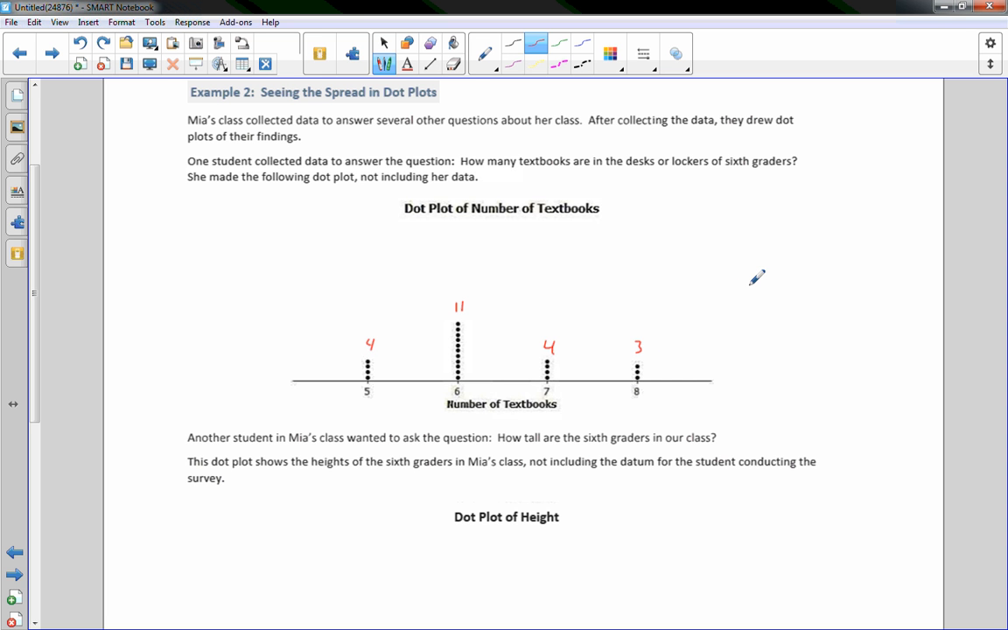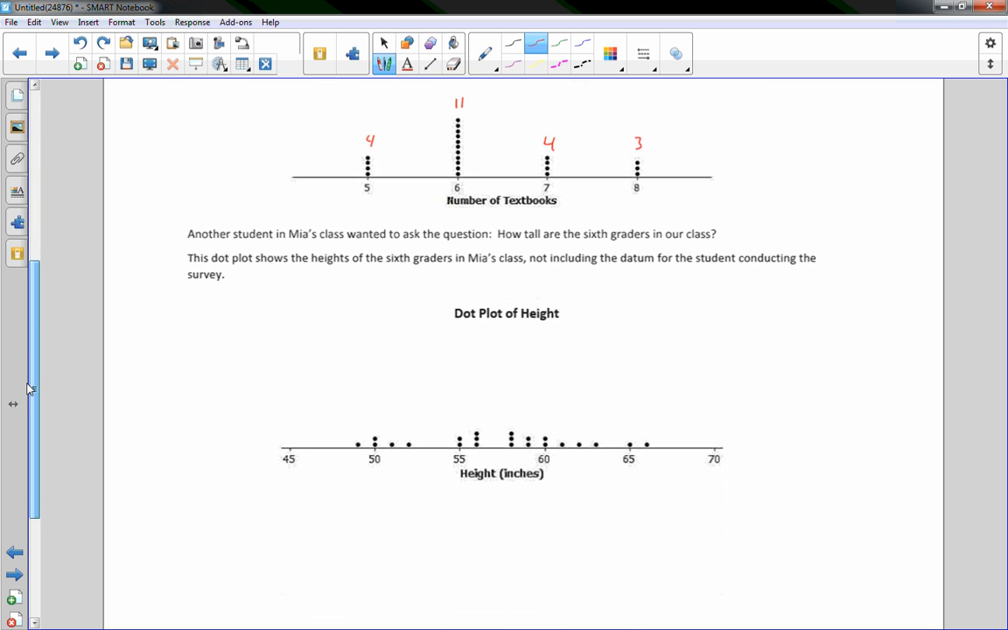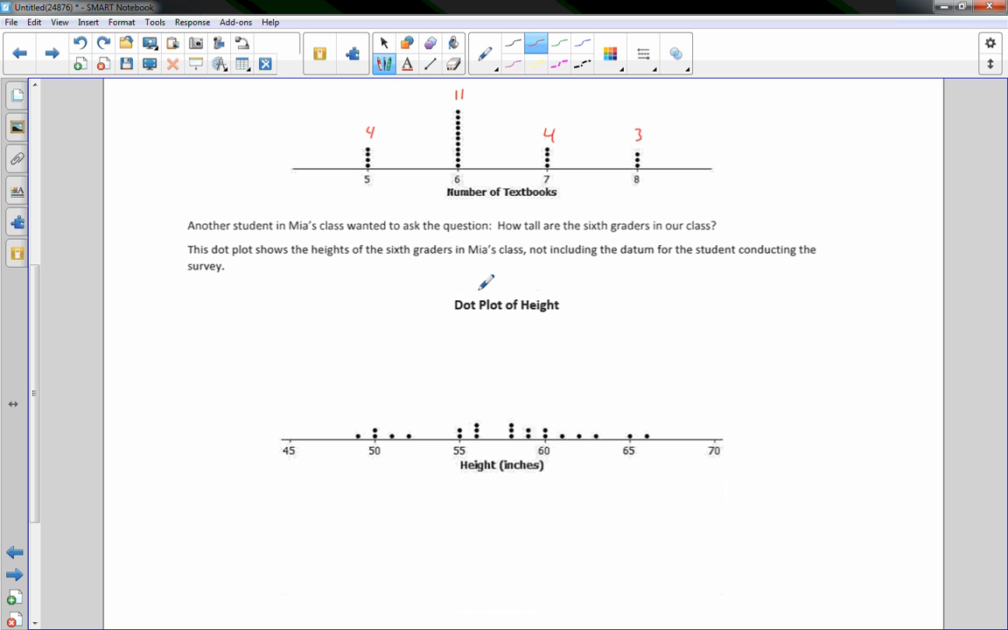Okay. Another student in Mia's class wanted to ask the question, how tall are the 6th graders in our class? This dot plot shows the heights of the 6th graders in Mia's class, not including the datum for the student conducting the survey. Okay. Datum is singular for data, so that does not include the height of the person that did the survey is what that is. So there it is. We had 1 student who was 49 inches tall, 2 that were 50, 1 51, 1 52, and so on. Okay.